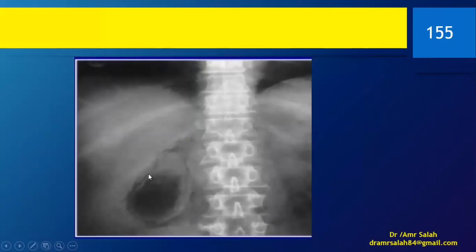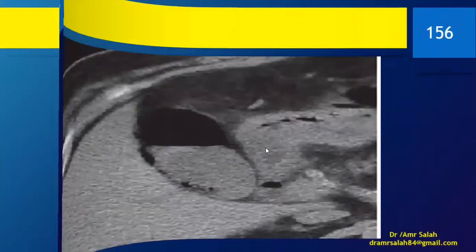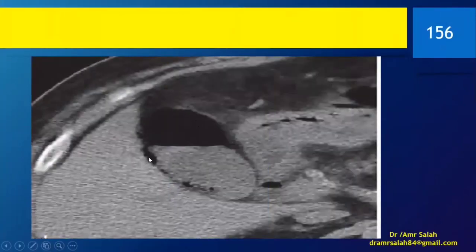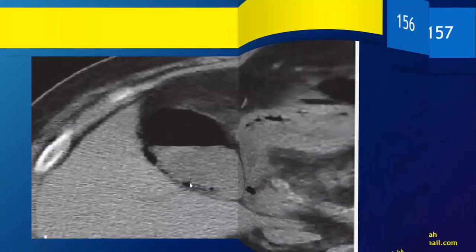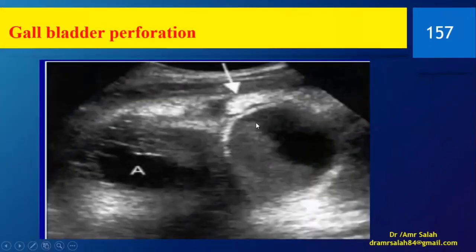This is how it would appear by X-ray. This is air in the wall of the gallbladder. In the CT, it would appear as such. Of course, the air would appear jet black, and it is very evident that it is in the wall. Okay, voila, this is the perforation.